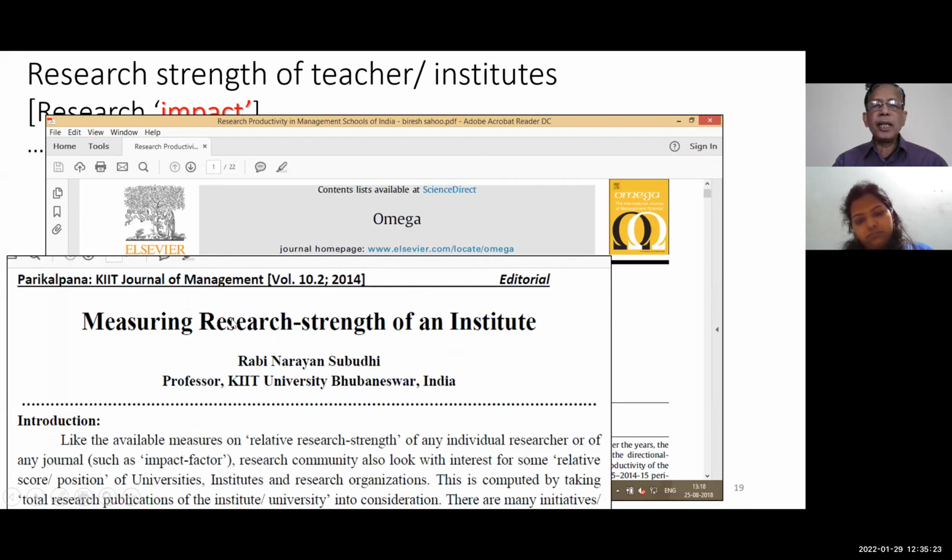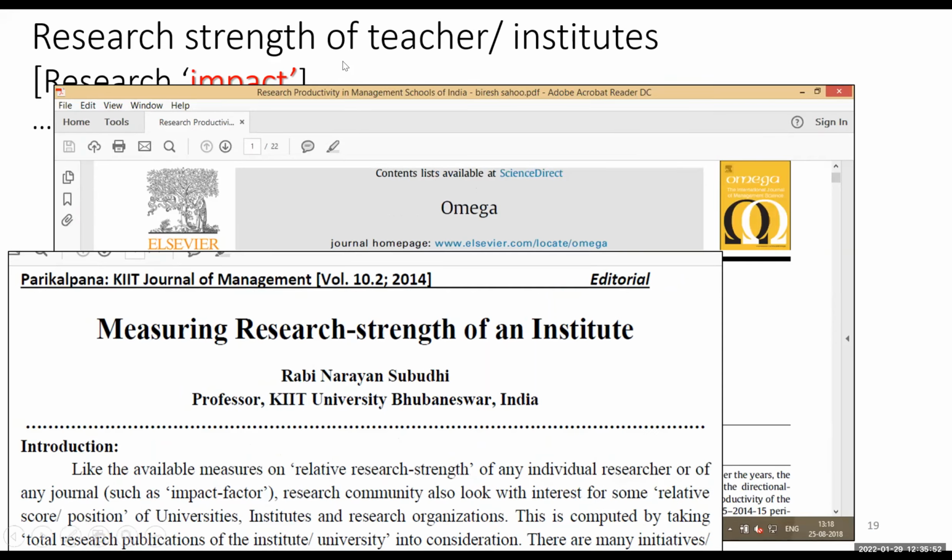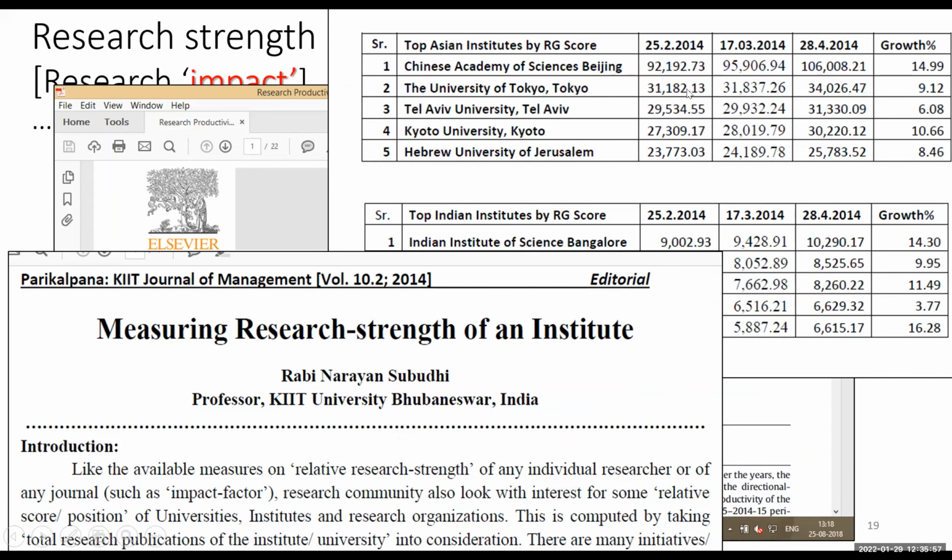And in a similar way, I was also working for my own research journal. Hope you will be knowing that I'm editing the research journal of School of Management since last 10, 12 years, Parikalpana. I can give you copies of Parikalpana. I invite you to contribute articles here. So for the editorial of my journal, I was also trying to understand who are the leading institutes who are doing really good in research. So I took ResearchGate scores, and I was measuring, counting, recording data every fortnight.